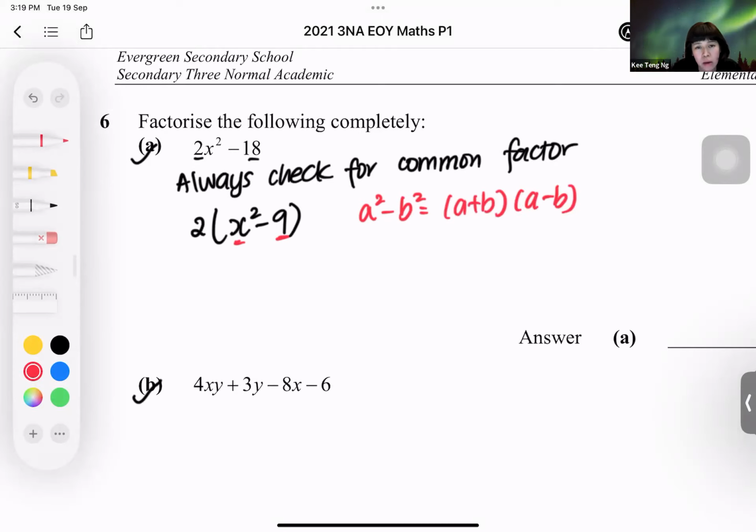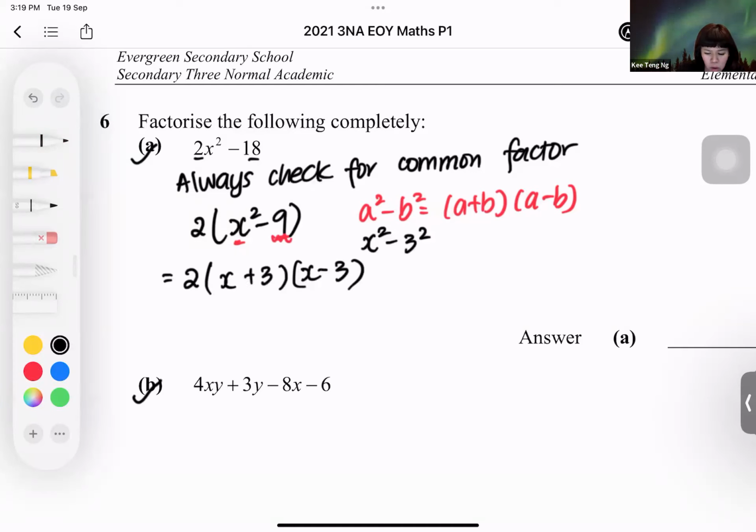They don't have bracket holding square. So it's not a minus b, a minus b. Neither is it a minus b holding square. It's a plus b, one plus, the other one minus. There are two squares, there are two signs. So now 9 can be changed into the number 3 square. So this is technically x square minus 3 square, which means I have to keep my factor 2. I will have 2 brackets. X square is x times x. 9 square is 3 times 3. One plus, one minus. So this one will be your final answer. Have you gotten the answer?